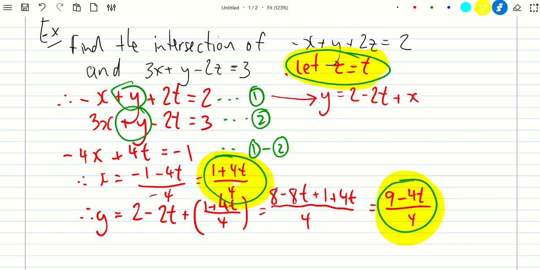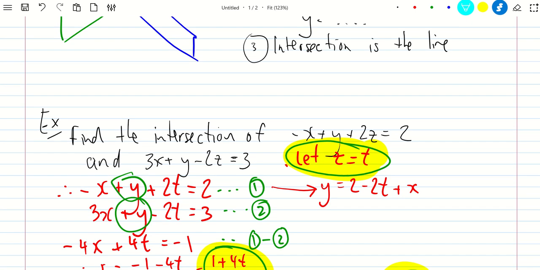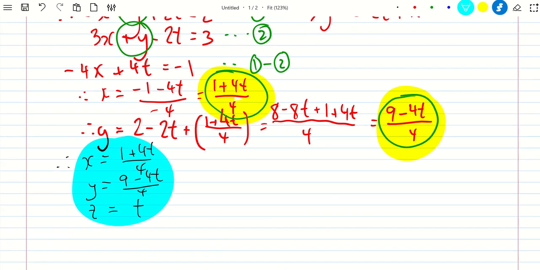We've got a parametric equation of a line. Just to be nice, let's write down what the answer is. And so therefore x equals 1 plus 4t over 4, y equals 9 minus 4t over 4, and z equals t. And so that is the solution there in blue. That's the answer. That's the equation of a straight line, and that's the straight line where those planes intersect.